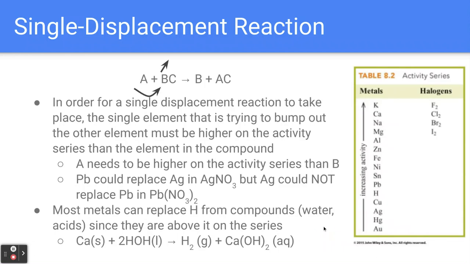Now, with a single displacement reaction, they don't always happen. In order for one of these reactions to happen, the single element on the reactant side, the one that's trying to do the kicking, needs to be more active. And what that means is it needs to be higher up on this list, okay? And so for a reaction to happen, something would have to be higher. So lead could be the single element.